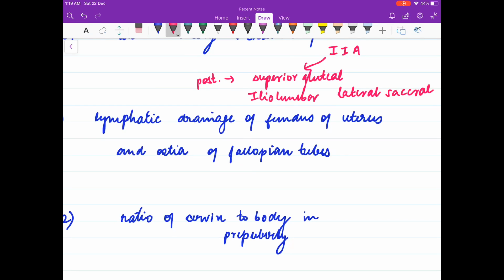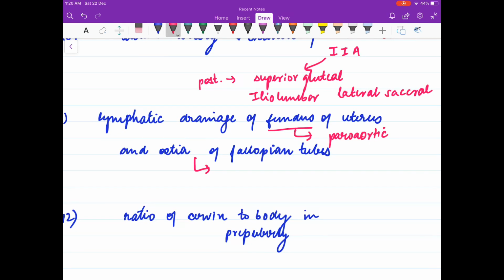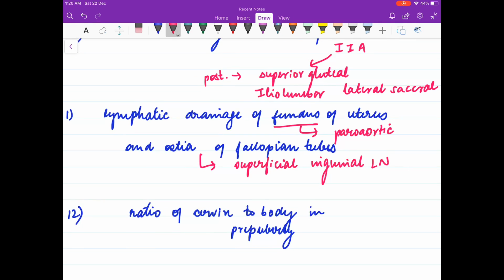Lymphatic drainage of the fundus of the uterus is to the para-aortic lymph nodes, and from the ostium of the fallopian tube it is to the superficial inguinal lymph nodes. Also remember that superficial inguinal lymph nodes also drain the clitoris and glans penis.